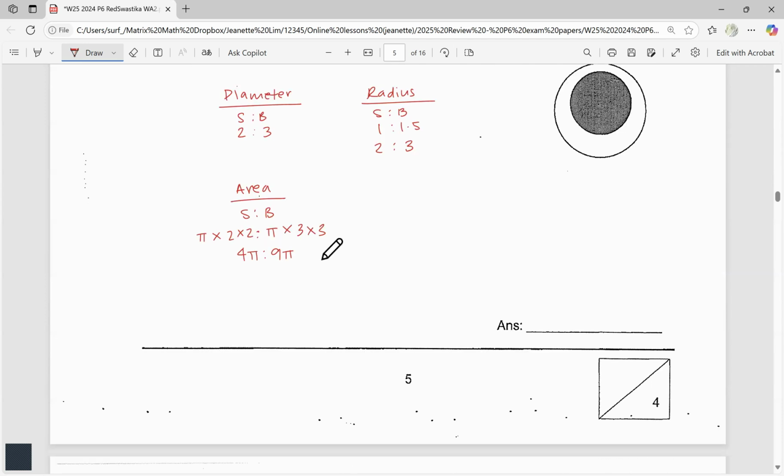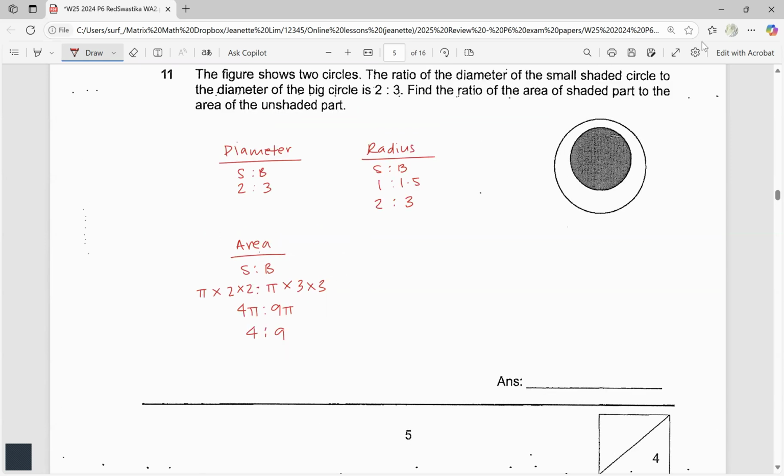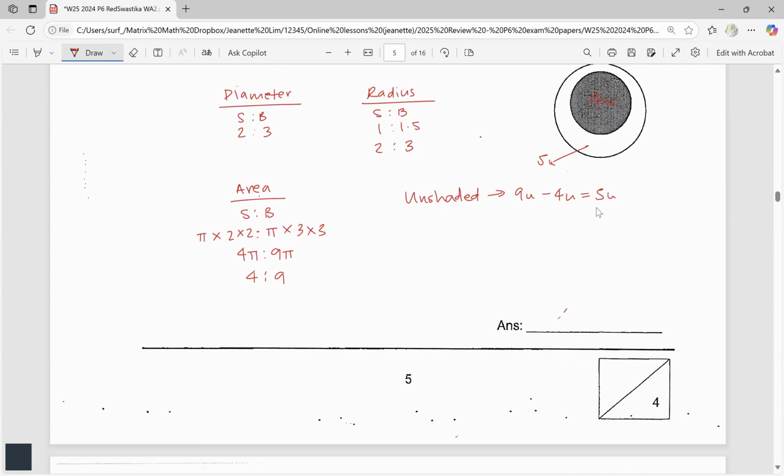So you can actually simplify 4 pi and 9 pi. You can divide both sides by pi, and you would get 4 to 9. Okay, so the shaded part is actually 4 units. The unshaded would be the big circle, 9 units minus 4 units equals 5 units. So this is 5. Okay, so the answer, shaded to unshaded, is 4 to 5.